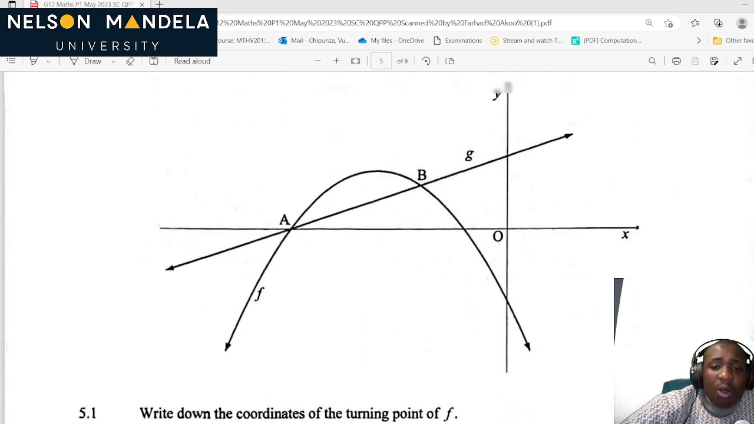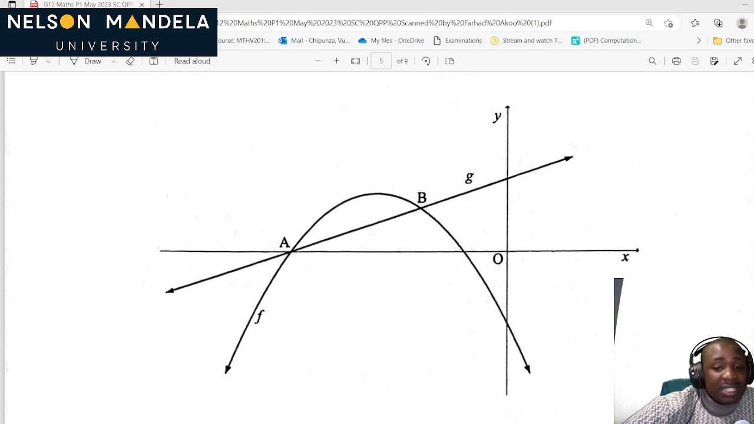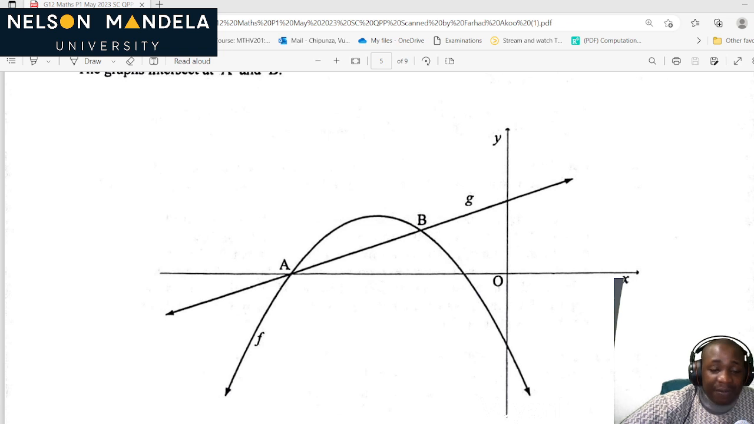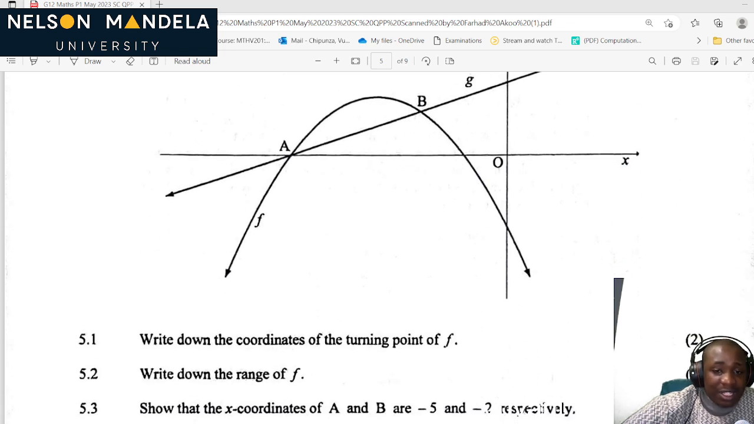So we can see that, oh okay, this is great, because point A and point B are the points of intersection of both f of x and g of x. The moment we were able to analyze that, that's the moment our lives went so easy for us. Now they are saying in this question, determine the coordinates of the turning point, and the turning point of this graph is this point here.